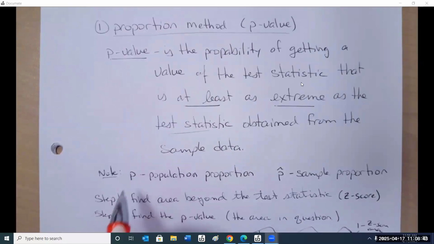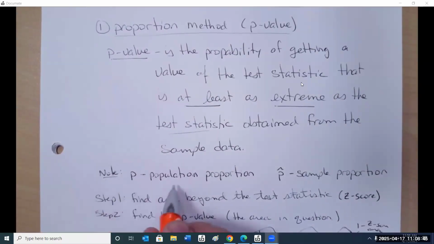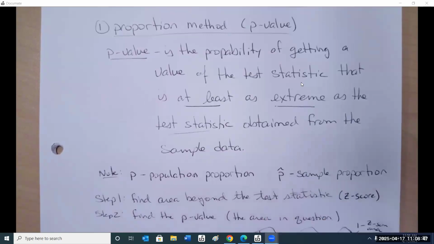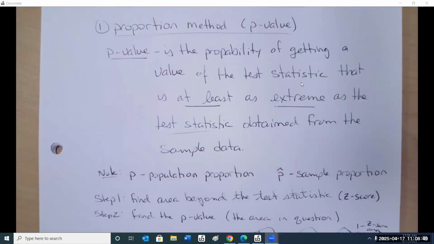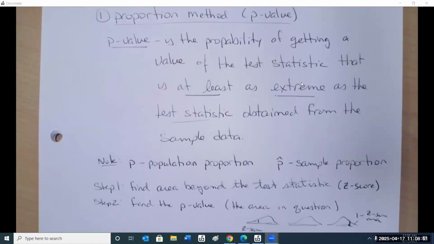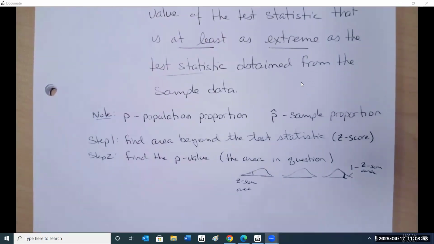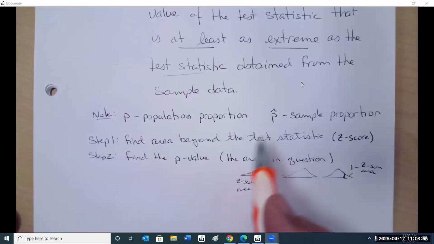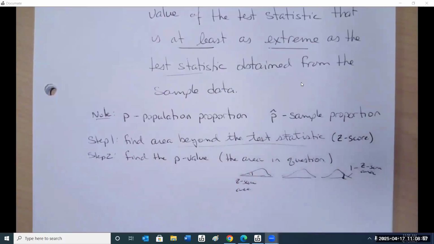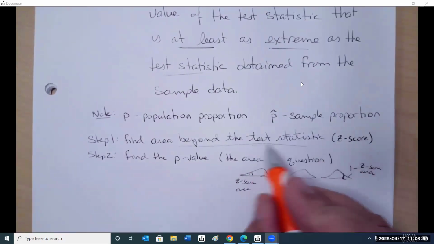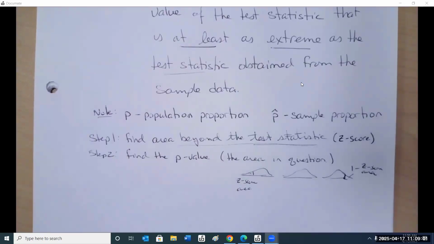Note, remember these symbols. P is a population proportion and p hat is a sample proportion. Step one, find the area beyond the test statistic, your z-score. The test statistic is the value that you're looking for. How do we use the z-scores to find the test statistic?